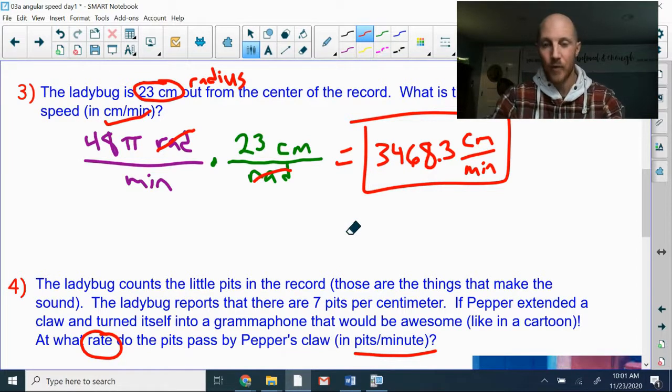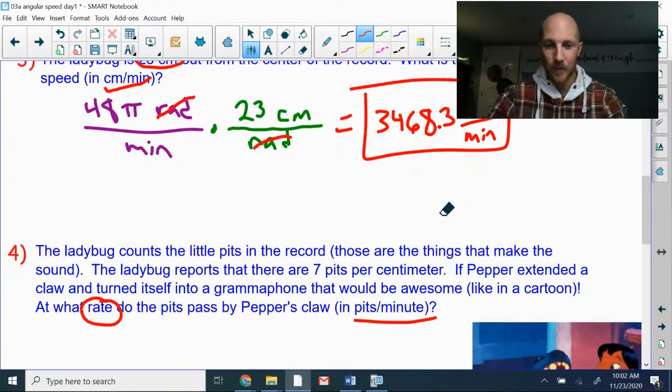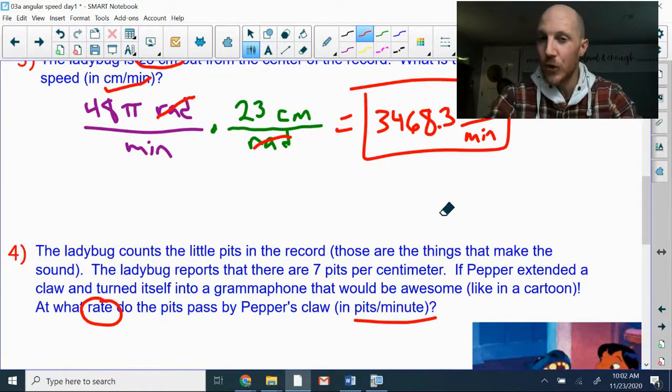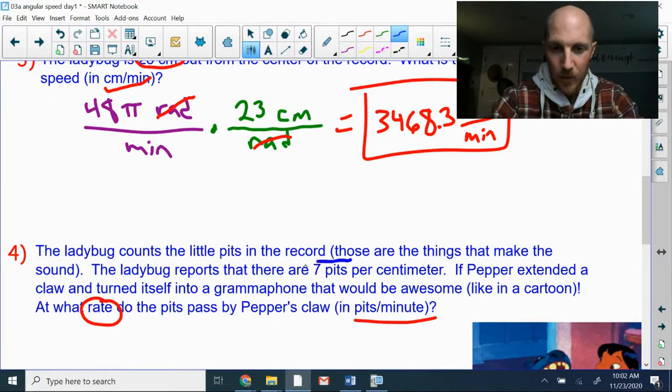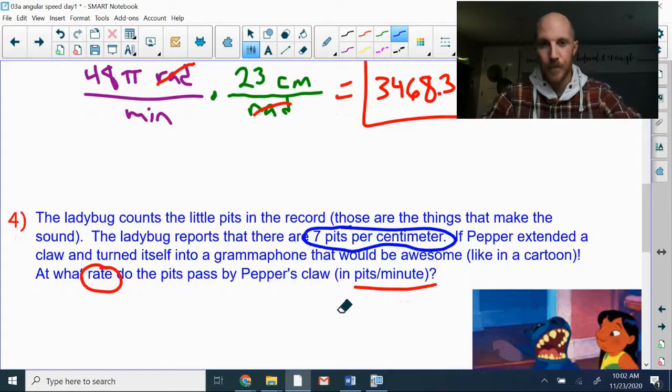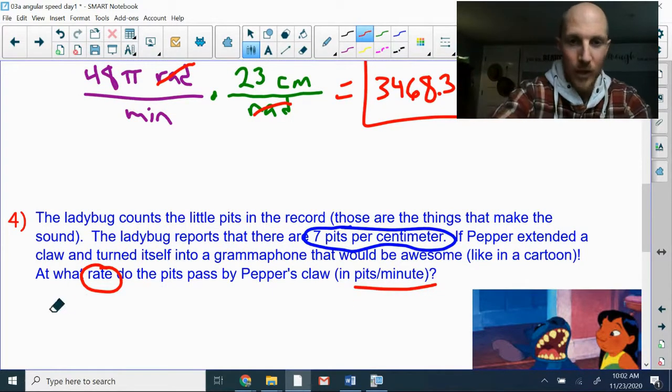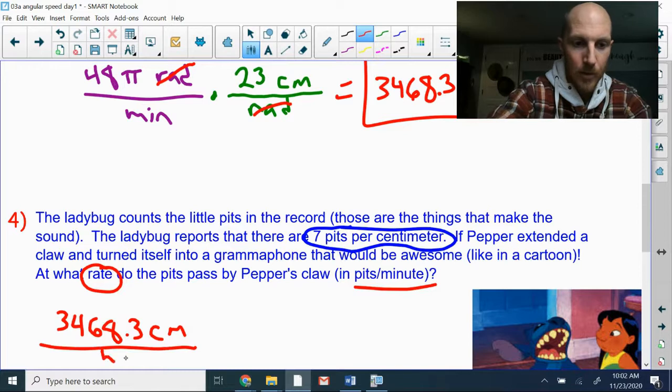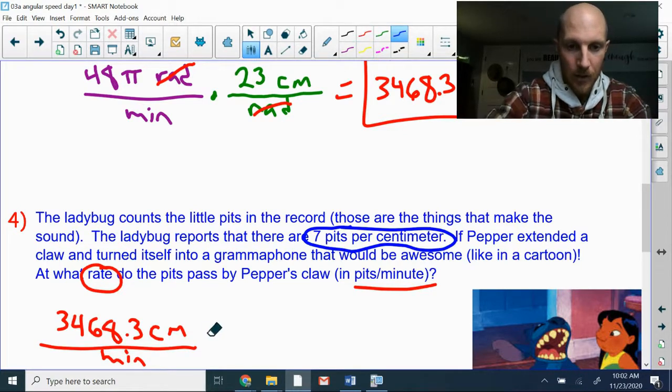So I do not need a conversion factor out of my notes. I can take this previous linear speed of 3468.3 centimeters per minute and convert it from one type of linear speed to another type of linear speed by using the conversion factor that is described in the problem right here. It's 7 pits per centimeter. This is just straight unit conversion. 3468.3 centimeters per minute, and then I'm going to use my conversion factor, 7 pits per centimeter.